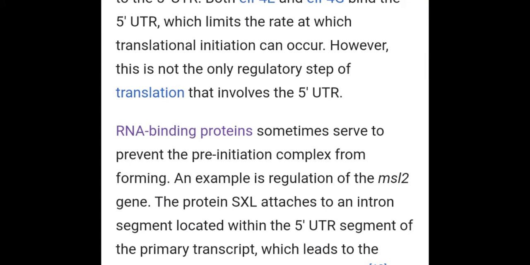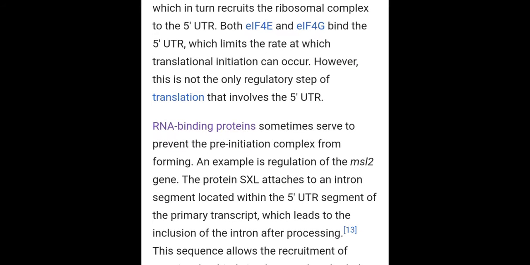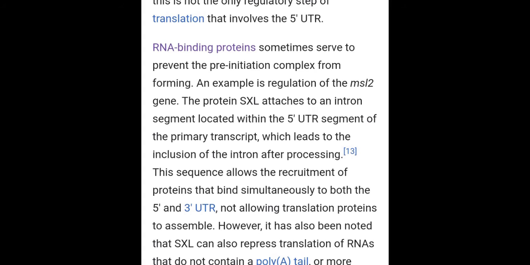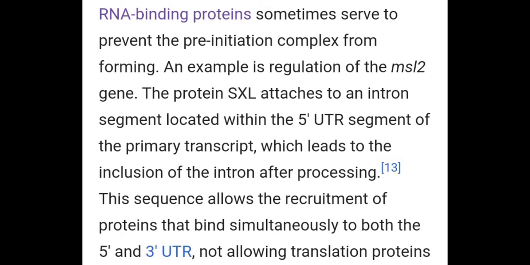So we were talking about the 5 prime UTR and the 3 prime UTR, and I have given you an example based on this 5 prime UTR: there are special RNA binding proteins that bind to this UTR sequence and regulate the translation process, the post-transcriptional modification process. One of the best examples is your MSL2 gene. So I am going to discuss this part.